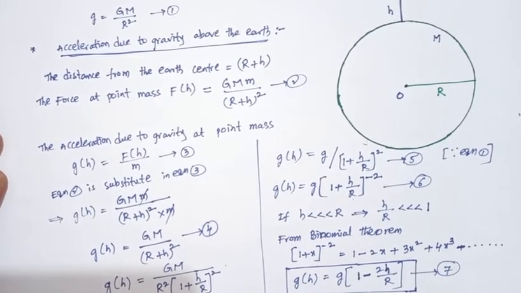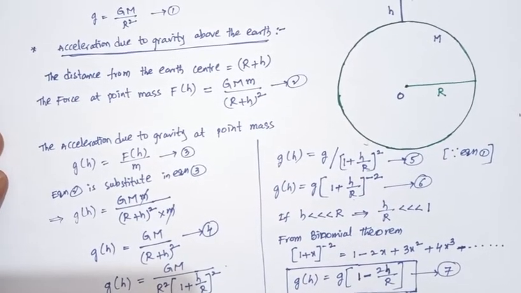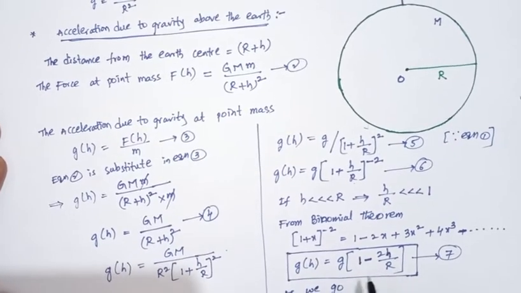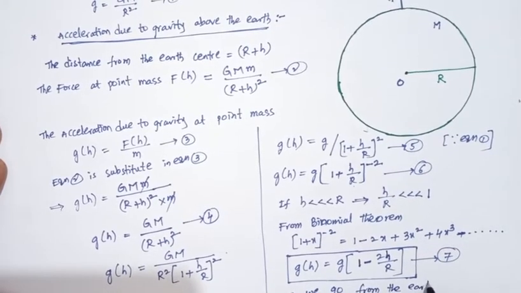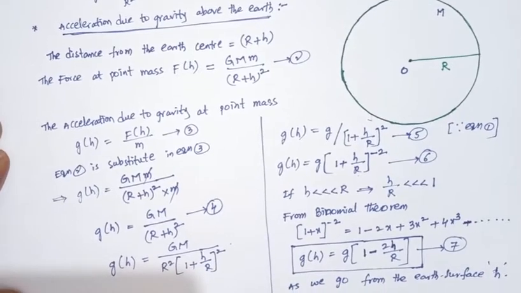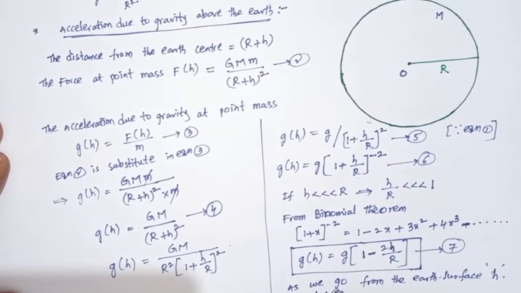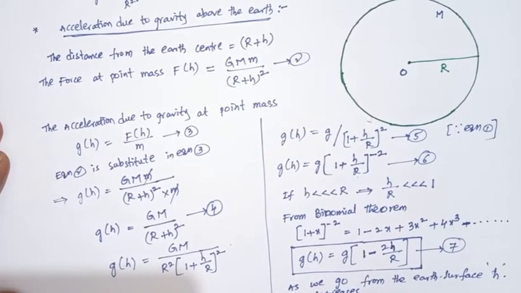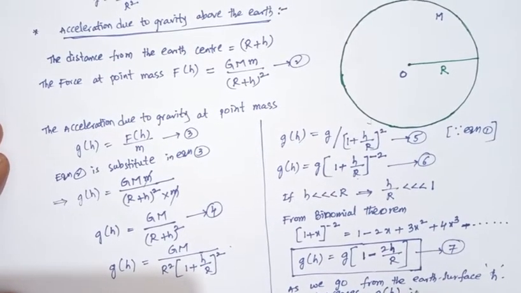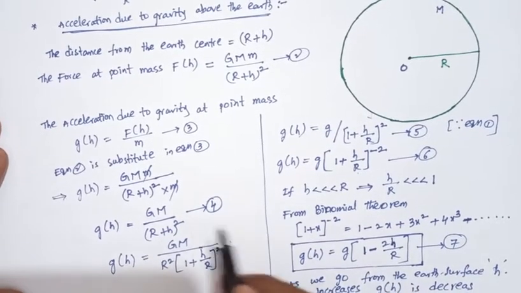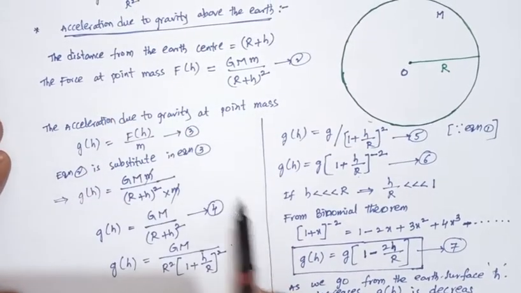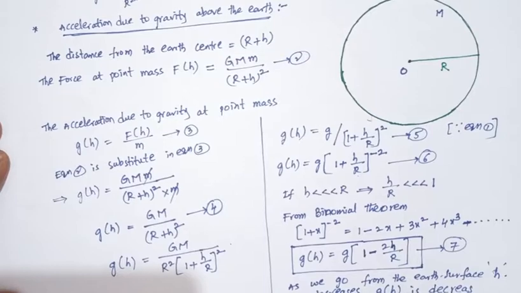As we go from the earth surface, the height h increases, and what happens? g of h decreases. So this is the derivation for the acceleration due to gravity above the earth surface.